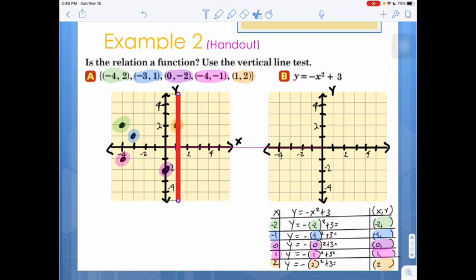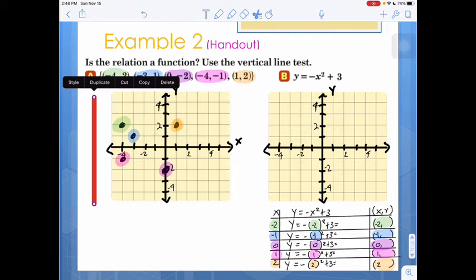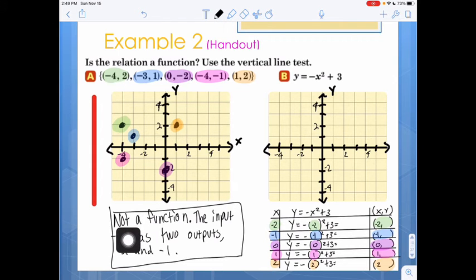So notice this orange point is only getting hit by itself. The purple point is getting hit by itself. The blue point's getting hit by itself, but my green and my pink points get hit at the same time. That's not good. That means this did not pass my vertical line test. Therefore, part A is not a function. If you want to be very specific about why this is not a function, we would say the input negative 4, notice we had two negative 4s, had two outputs, 2 and negative 1.